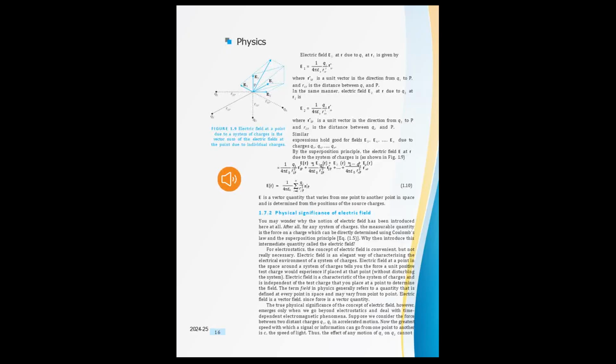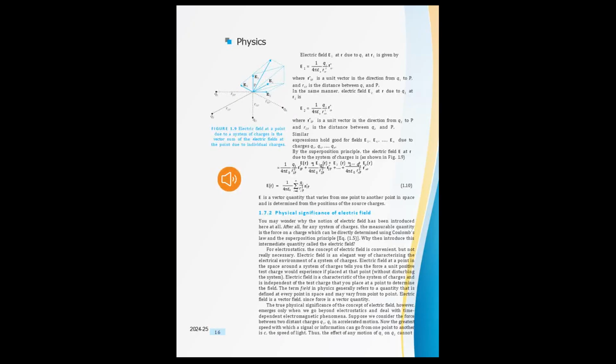Electric field is an elegant way of characterizing the electrical environment of a system of charges. Electric field at a point in the space around a system of charges tells you the force a unit positive test charge would experience if placed at that point without disturbing the system. Electric field is a characteristic of the system of charges and is independent of the test charge that you place at a point to determine the field. The term field in physics generally refers to a quantity that is defined at every point in space and may vary from point to point.